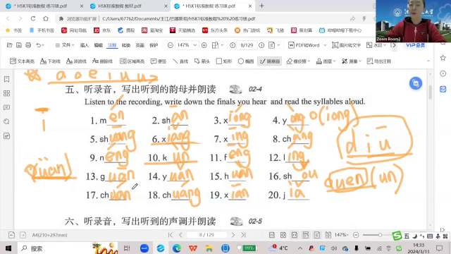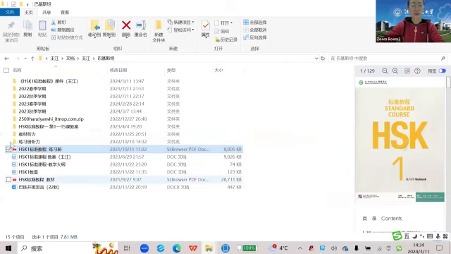Okay, so who has done all these exercises correctly? You can raise your hand. Is there someone who has done all these exercises correctly? If you have, it means you have learned Chinese pinyin very well. If not, you still need to review the initials, the finals and the tones more and more, and practice more and more. Okay, now let's listen to the recording carefully together.